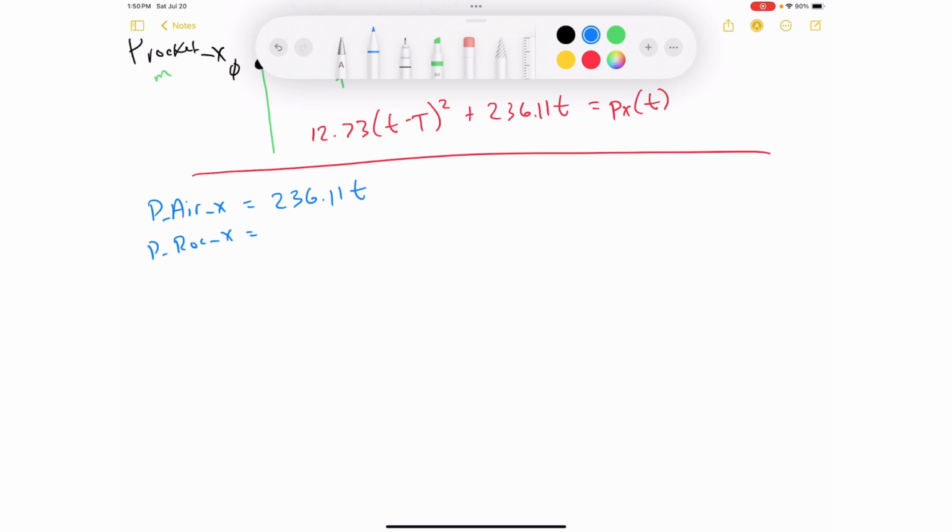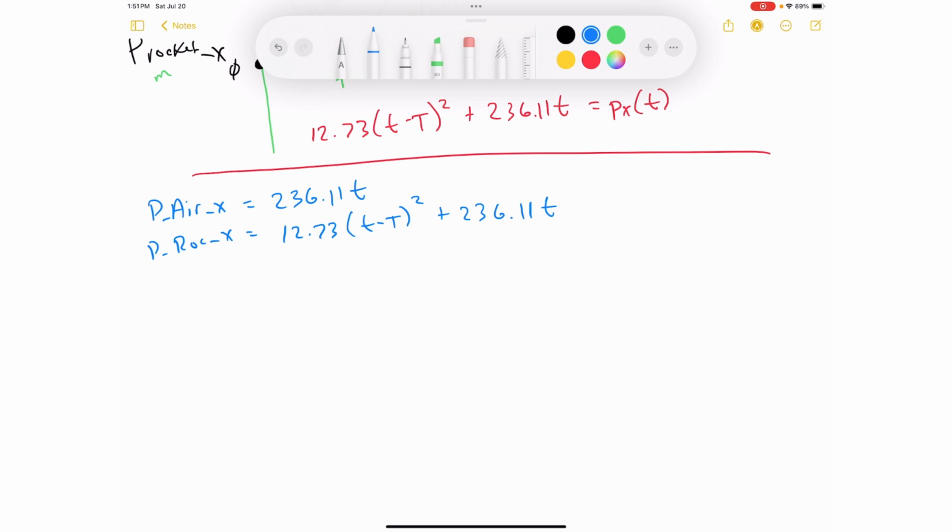What does he look like? Well, I just did that. That's 12.73 little t minus big T squared plus 236.11 t. Don't forget that t. Great. And so what I can do is I can just set those equal to each other, right?